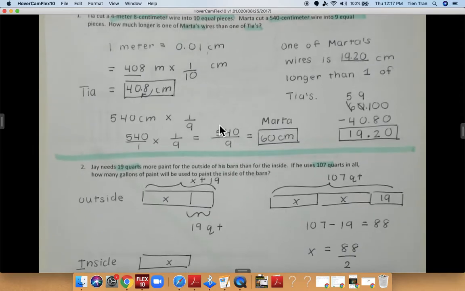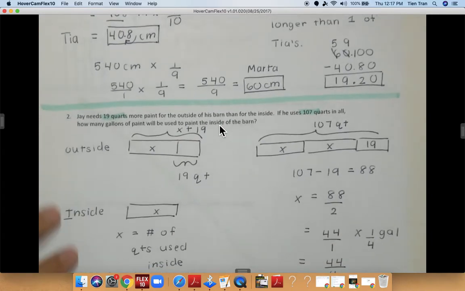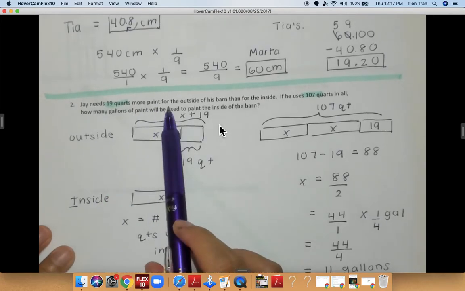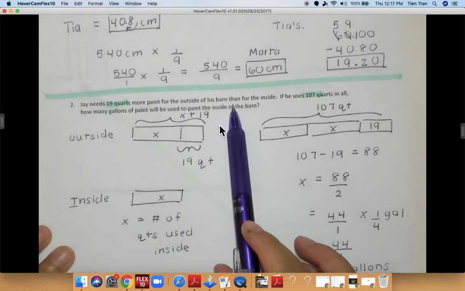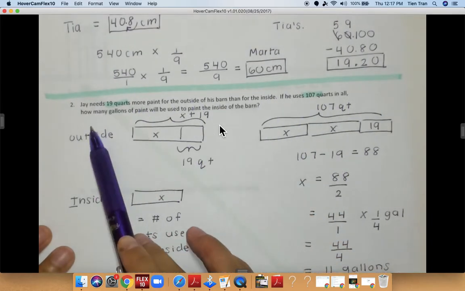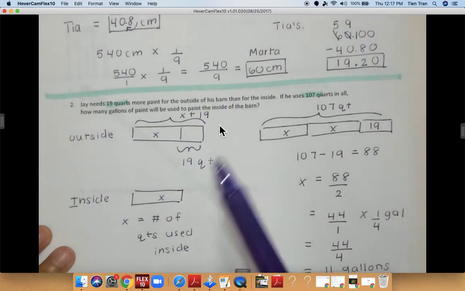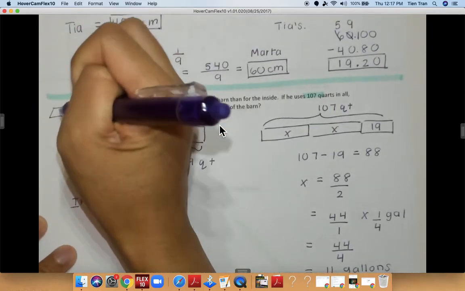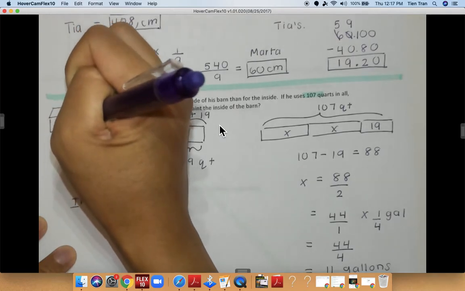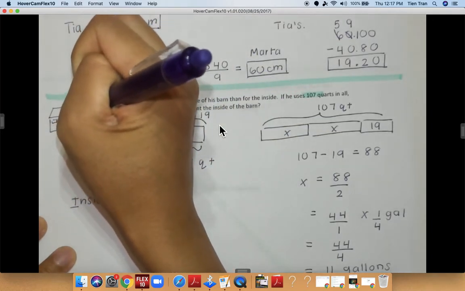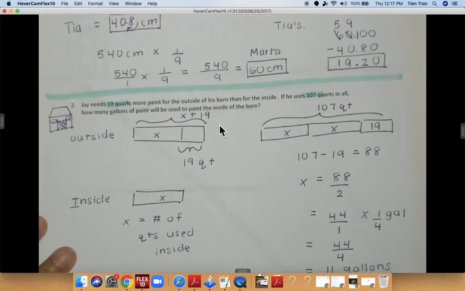Now I'm going to move on to problem number 2. For problem number 2, it says here, Jay needs 19 quarts more paint for the outside of his barn than for inside. If he uses 170 quarts in all, how many gallons of paint will he use to paint the inside of the barn? So I know that there is a barn, so I'm picturing in my head a kind of barn that he's using in order to paint, and I'm picturing a person named Jay.